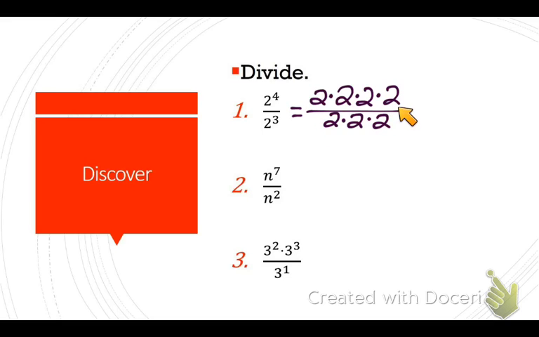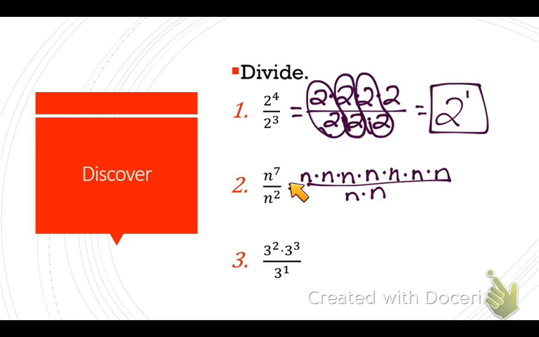If we wrote them out like we did in the warm-up and realize that, wait a second, 2 divided by 2 is 1, then we're left with 2, and I want to stress that it's to the first power. I would typically just write a 2, but it's 2 to the first power. So writing out all these n's and realizing, hey, n divided by n is 1, I'm left with n to the 5th.